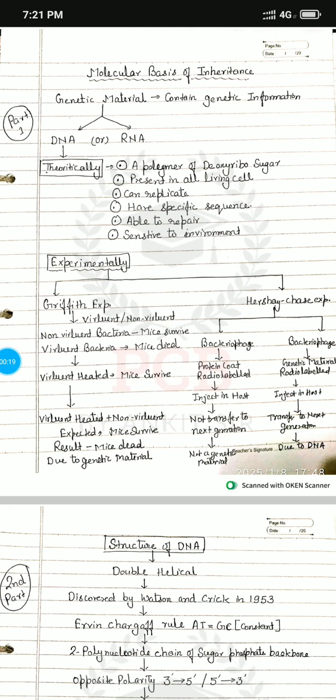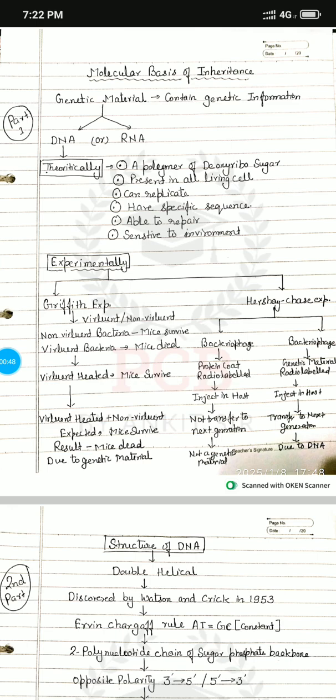Actually, molecular basis depends on genetics, and genetics depends on the nucleic acids. Two types of nucleic acid are there. One is RNA, another is DNA. But we don't know which one is the best genetic material. Actually, we know, but according to this chapter, we don't know. So, this chapter tells us which is the real genetic material.